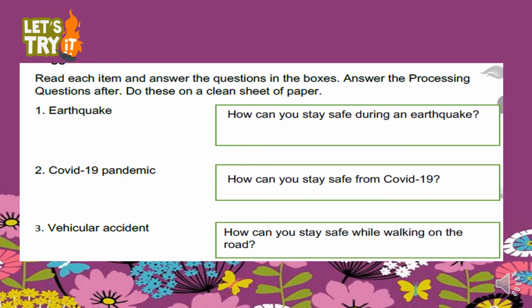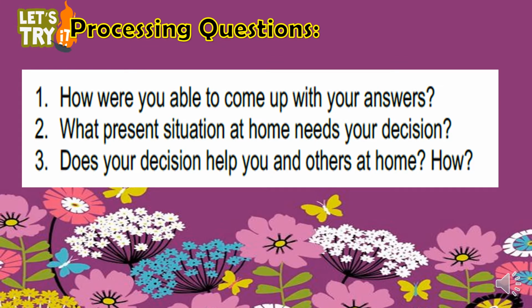For number 2, we have COVID-19 pandemic. How can you stay safe from COVID-19? Number 3, vehicular accident. How can you stay safe while walking on the road? And these are the processing questions. Number 1, how are you able to come up with your answers? Number 2, what present situations at home need your decision? And number 3, does your decision help you and others at home, and how?